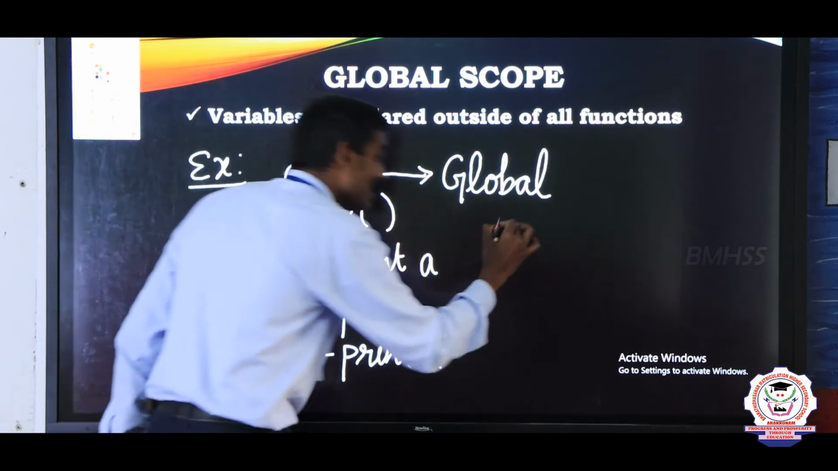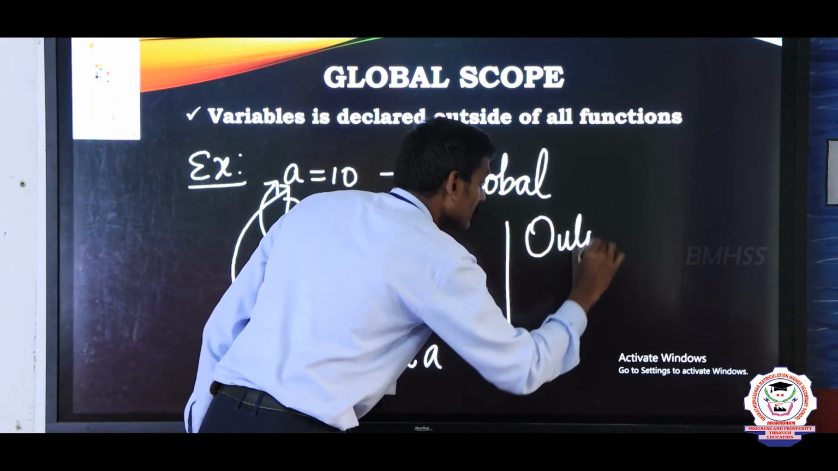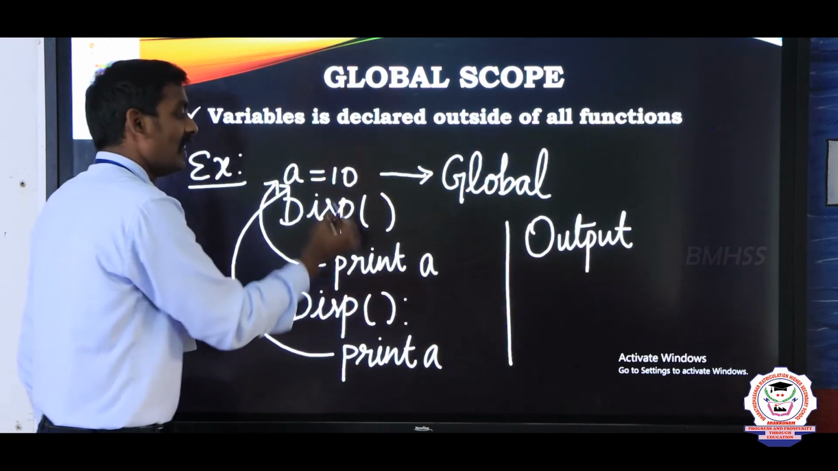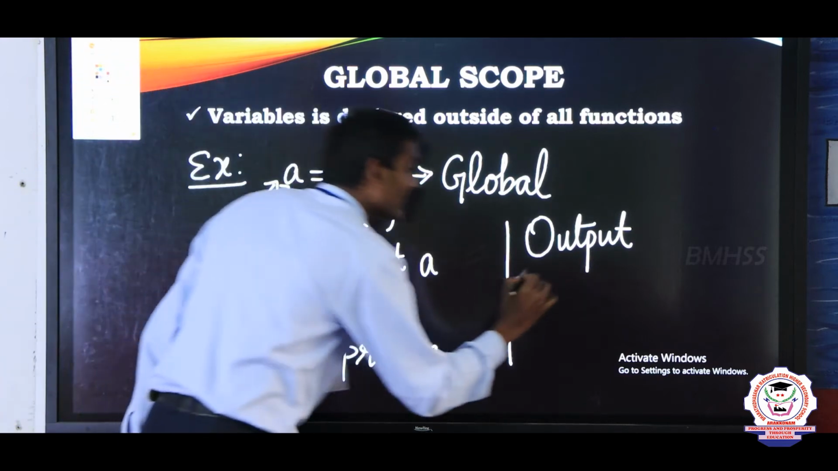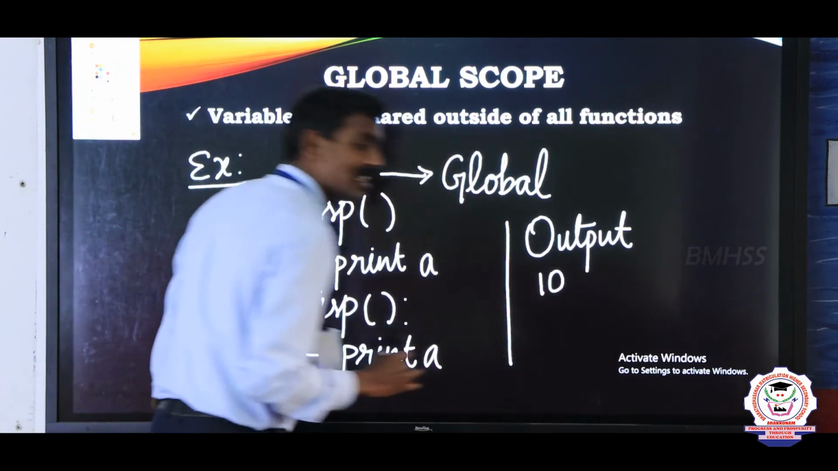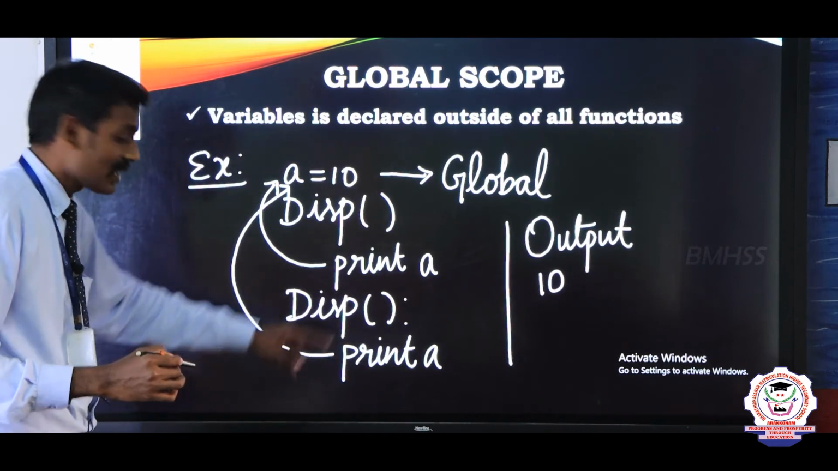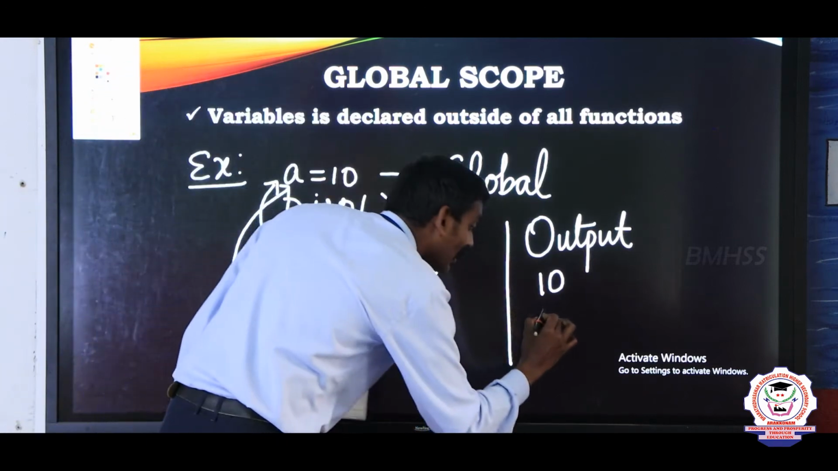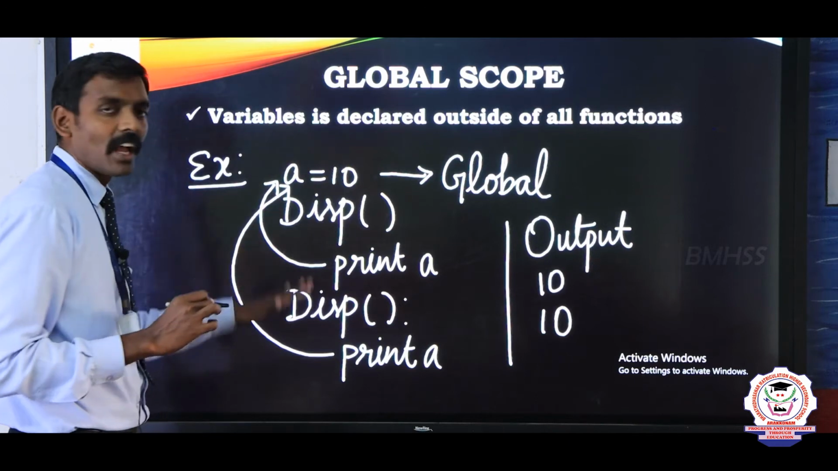What is the output of this pseudocode? So very simple. First, inside the function it can access the variable. What is the value? Yes, 10 should be displayed. Again the print statement that is outside the function also can access the variable a and display the result as 10. Are you clear? This is the global scope.